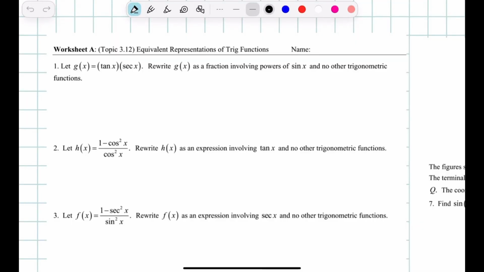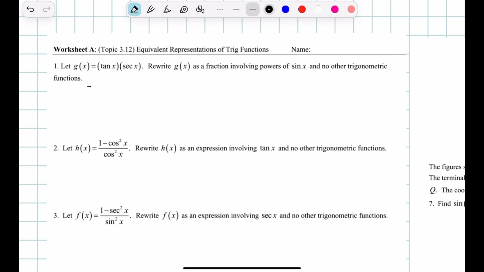Hi, so in this video we're going to be doing some more trig review. So let's start off with question 1. Let g of x equal tan of x times secant x. Rewrite g of x as a fraction involving powers of sine x and no other trigonometric functions.